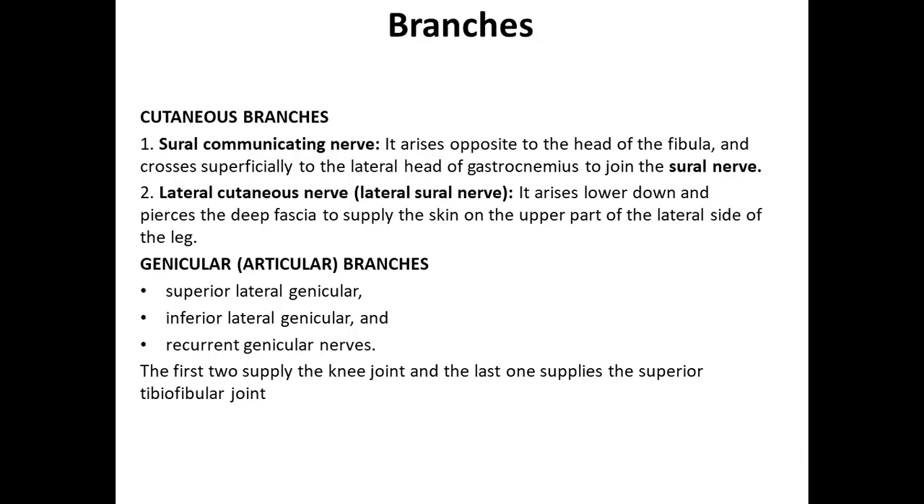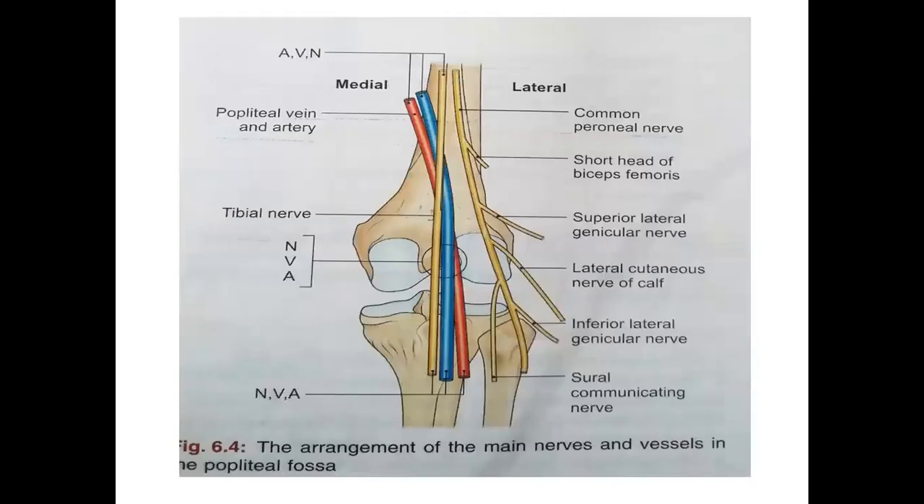The genicular branches that we saw there were the medial genicular, that was the superior, inferior medial, and middle genicular, whereas on this side we'll see a superior lateral genicular, inferior lateral genicular, and a recurrent genicular. The upper two supply the knee joint, whereas the lower one, the recurrent genicular, will supply the superior tibiofibular joint.